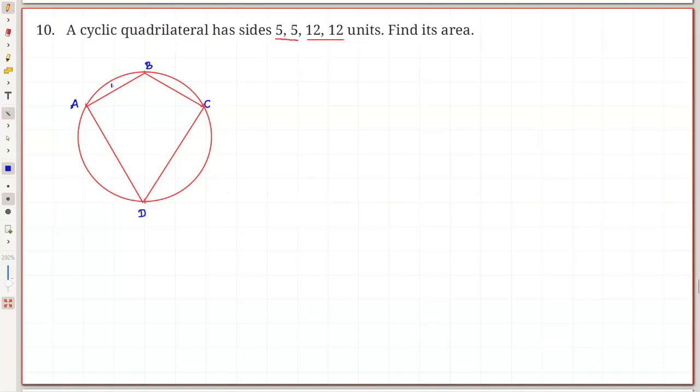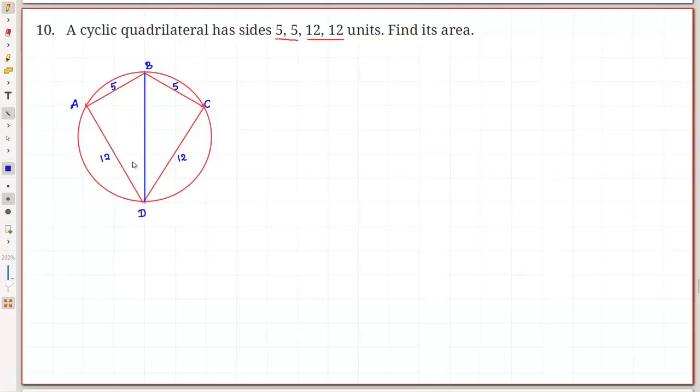Now this is 5 centimeter. This is 5 centimeter. Now this is 12 centimeter. This is 12 centimeter. Now we have to find out the area of the cyclic quadrilateral. So I can divide the cyclic quadrilateral into two triangles. If I join BD, I'm getting two triangles, ABD and CBD.